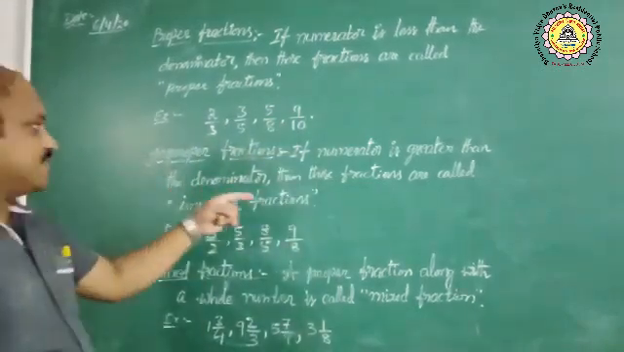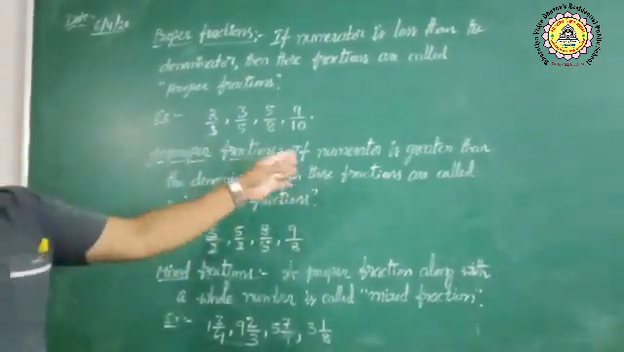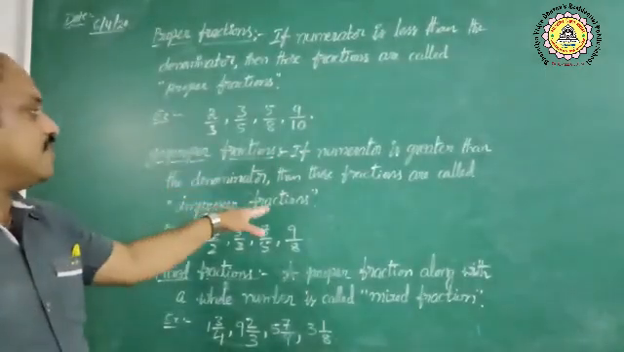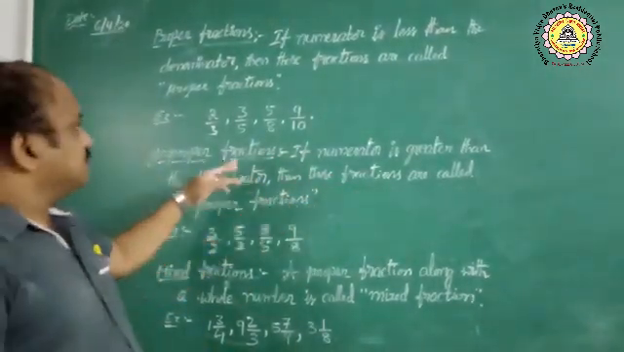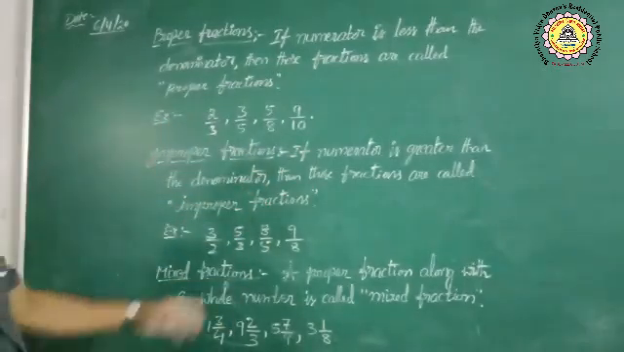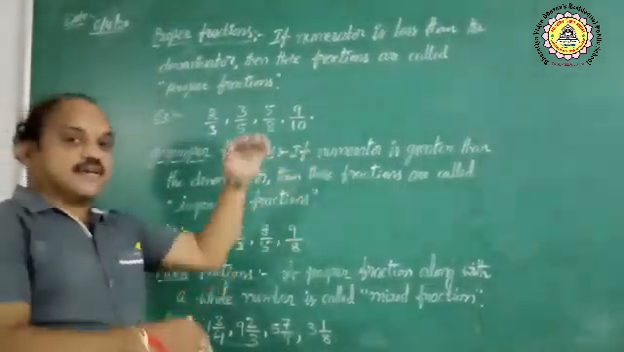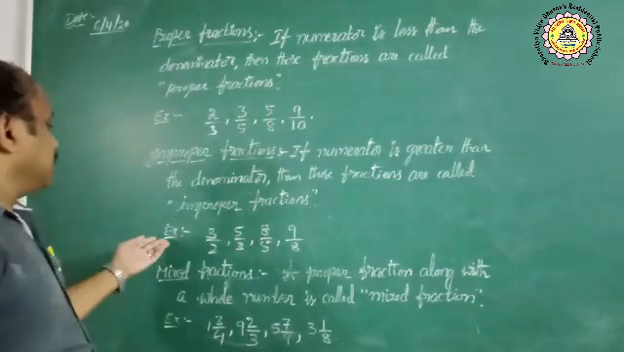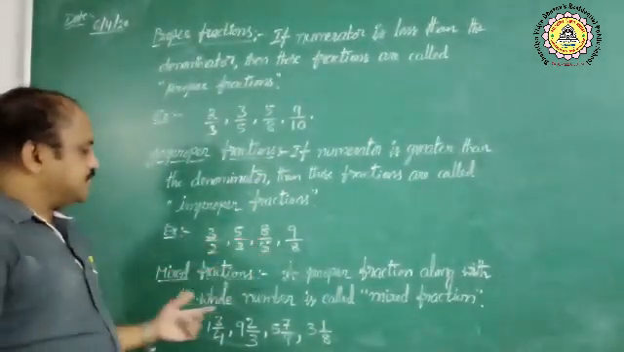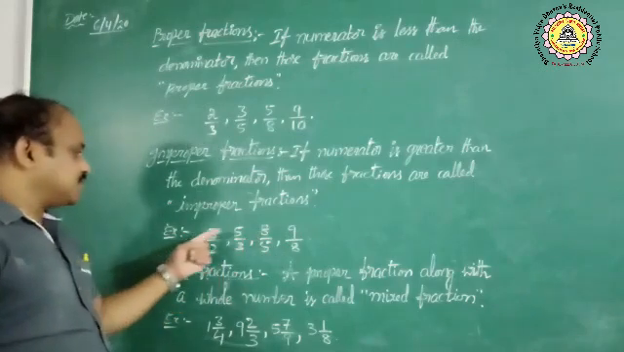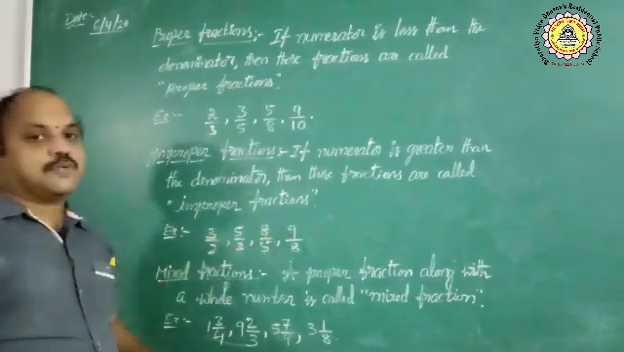Next, improper fractions. If a numerator is greater than the denominator, then those fractions are called improper fractions. See, this is the reverse of proper fractions. Here, the numerator should be greater than the denominator. Let us take some examples: 3 by 2, 5 by 3, 8 by 5, 9 by 8. In all examples, observe the numerators are bigger than the denominators.